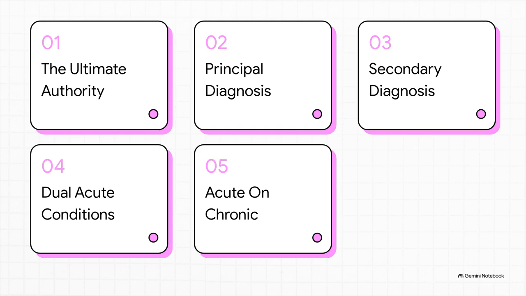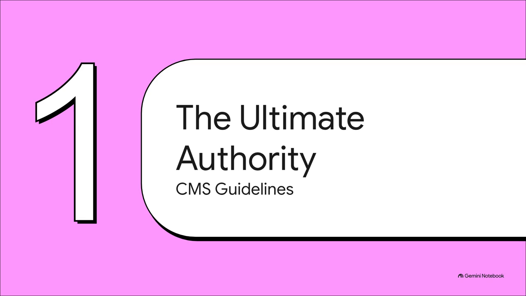Here's our roadmap for today. First, the ultimate authority. Second, principal diagnosis. Third, secondary diagnosis. Fourth, dual acute conditions. And finally, acute on chronic. Okay, let's jump straight into Section 1, the ultimate authority, CMS guidelines.